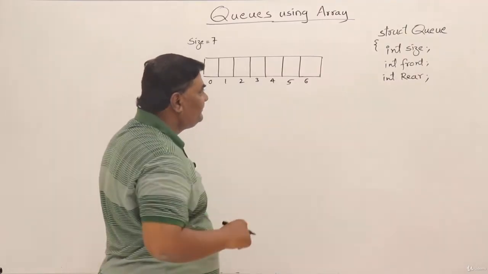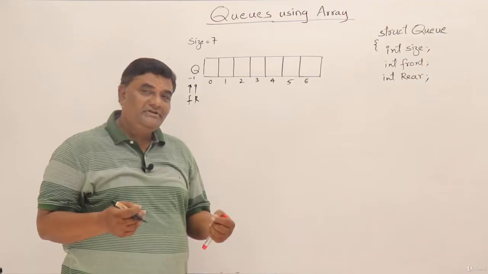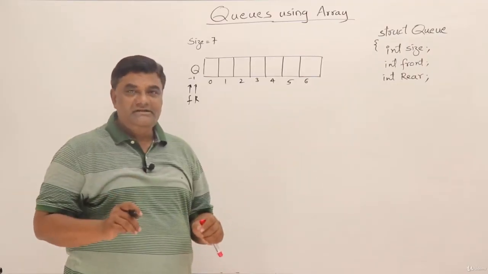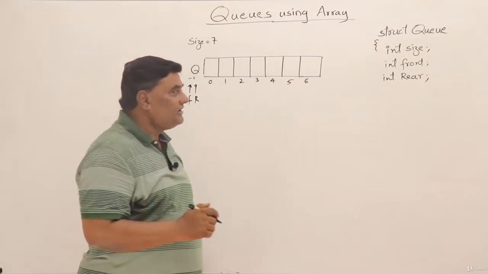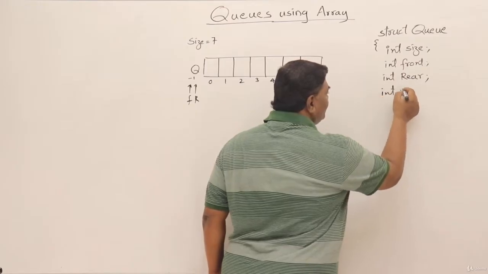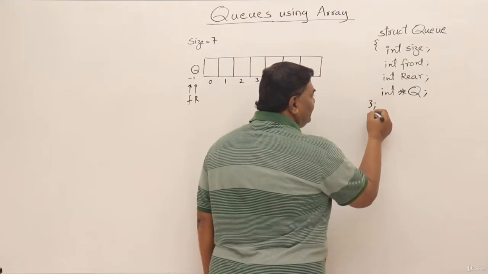So what size should it be? It can be known only at runtime. When the program is actually running, we can decide the size and create the array dynamically from the heap. For creating the array dynamically, I should take a pointer. So I will not declare an array, but I will just take a pointer q for an array. This I will be creating dynamically.